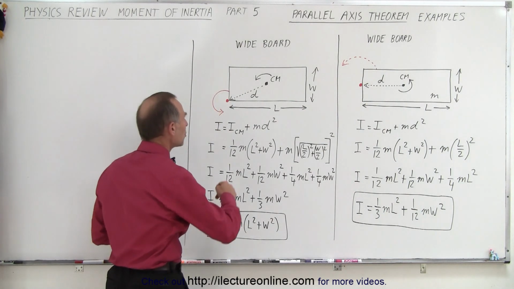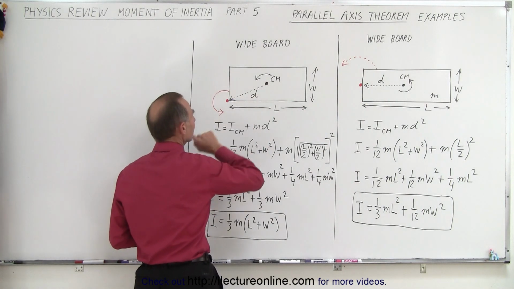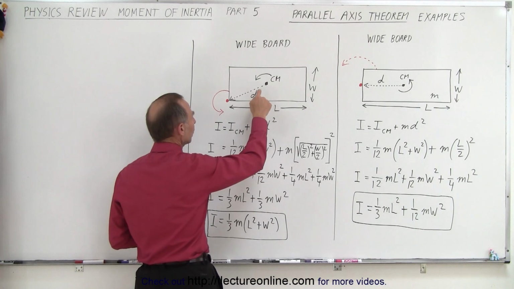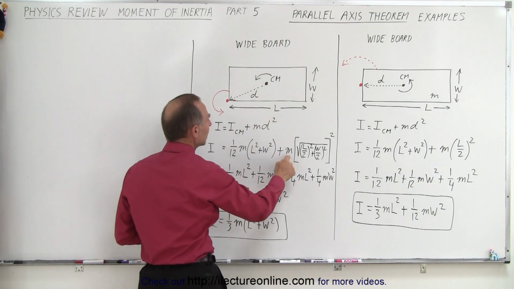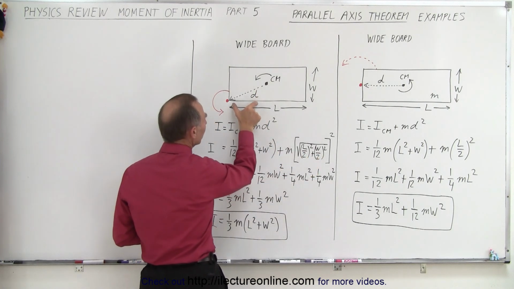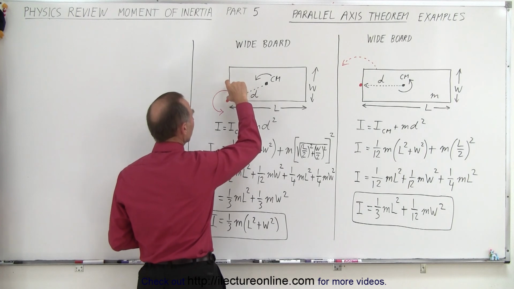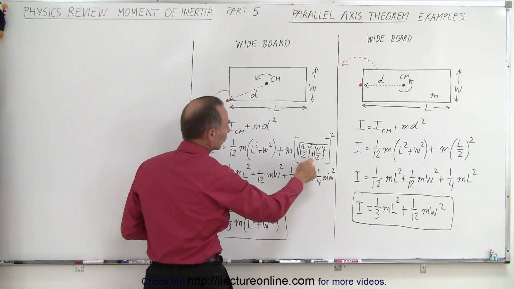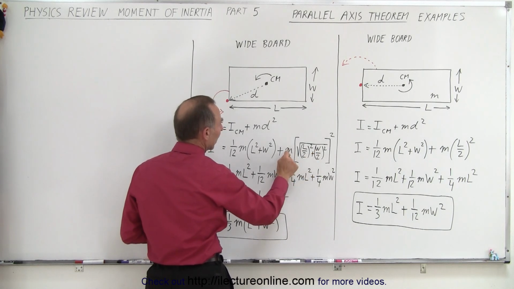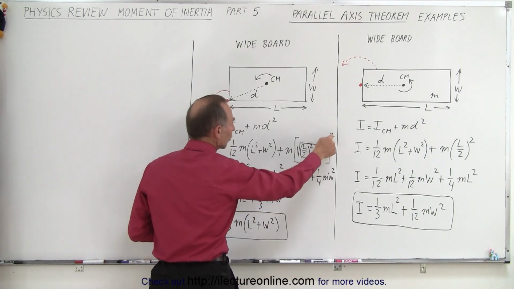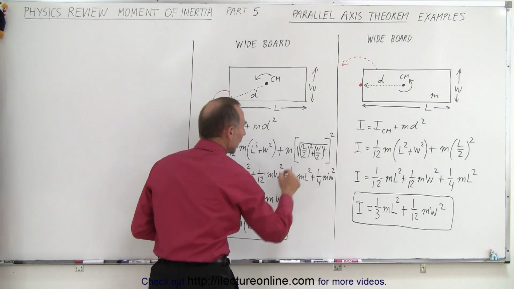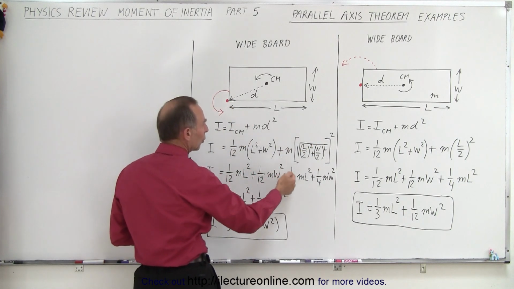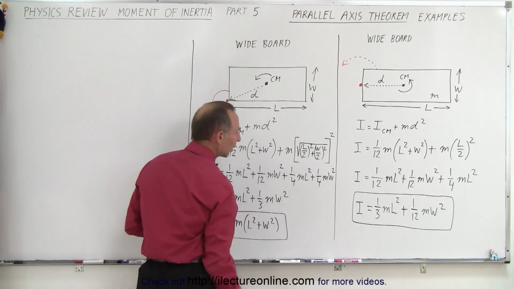But what happens when we move diagonally to a point right there? So now the distance d that we move is going to be equal to the square root of the sum of the squares of the distances. So W over 2 squared and L over 2 squared. So when we square those, of course, we know that we have m times d squared. So the square undoes the radical, so we end up with 1/4 mL squared plus 1/4 mW squared.